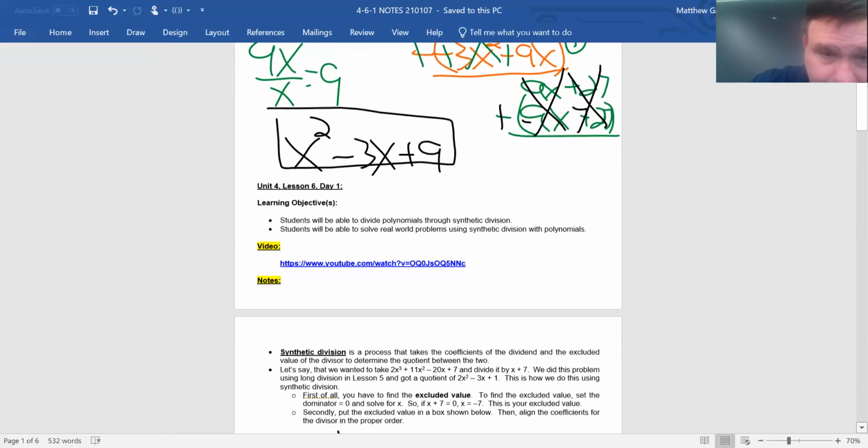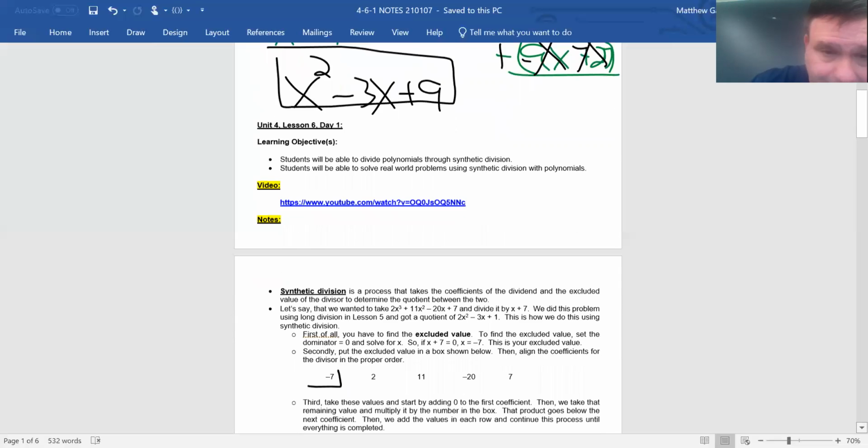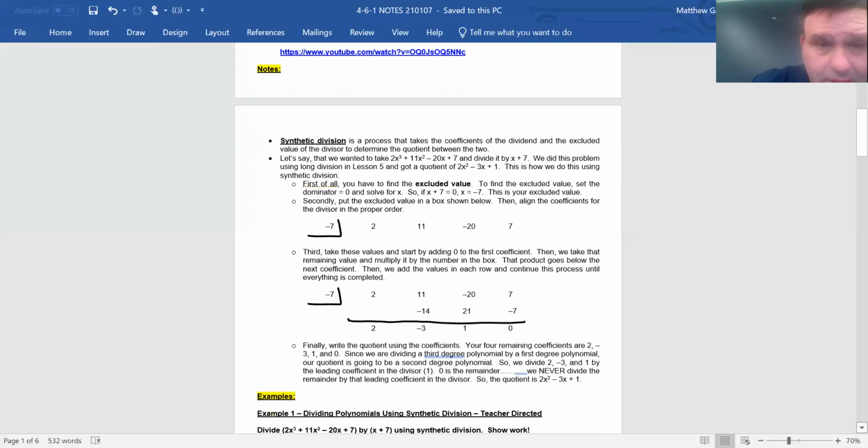So then we're going to look at synthetic division. Okay, divide polynomials through synthetic division. So synthetic division is a process that takes the coefficient of the dividend and the excluded value of the divisor. Okay, so this explains how to find the excluded value. You simply just set the denominator equal to 0 and solve for x.